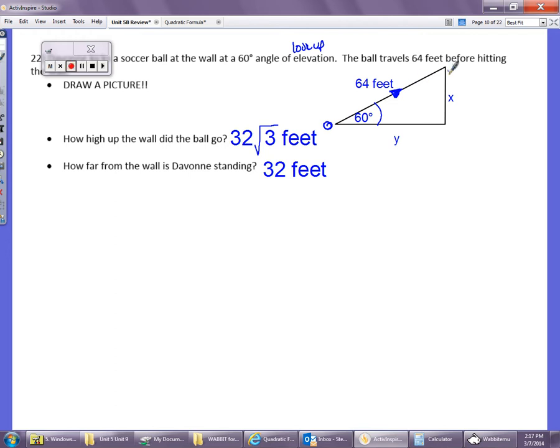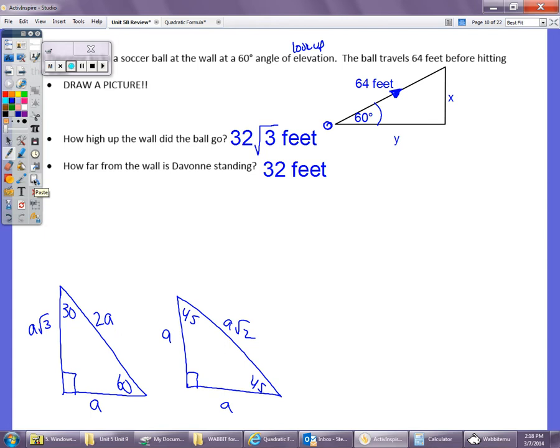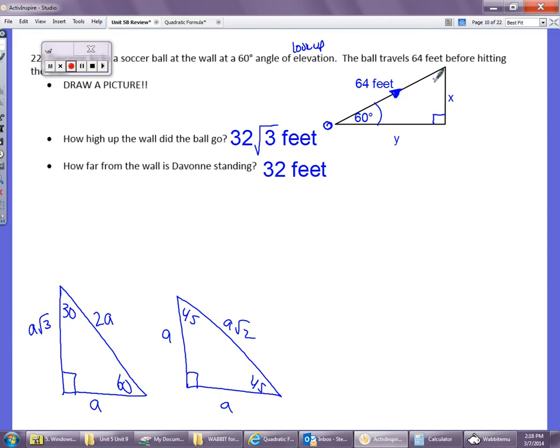wall. Now, because I was given 60 degrees, you know I'm going to use my 30, 60, 90. Please do not use SOHCAHTOA if you are given a 30, 60, 90 triangle. So how high up the wall did the ball go? That means we're looking for x. That means we're looking for the side that's across from 60 degrees. Well, if this is 64, that means this represents 2a.